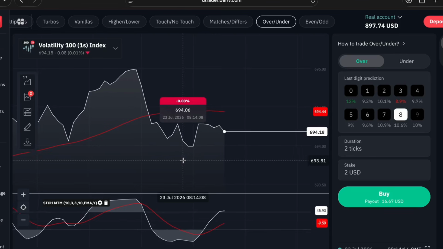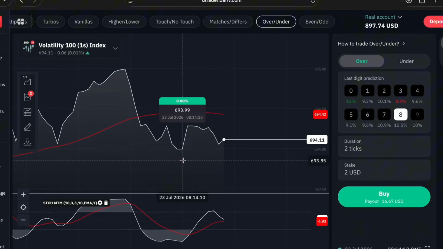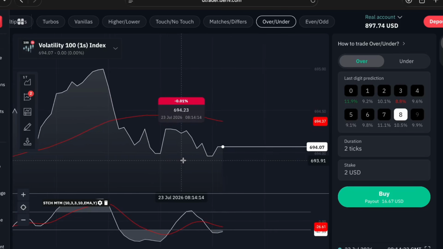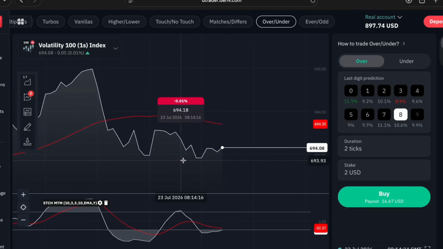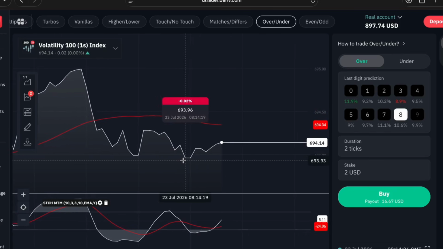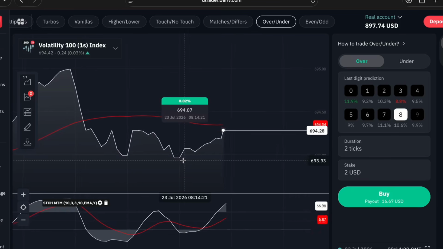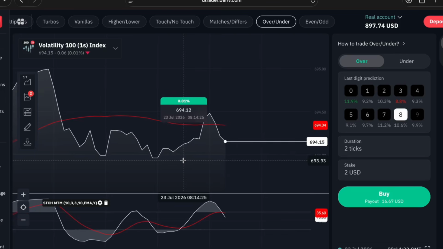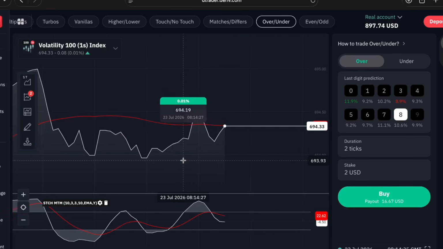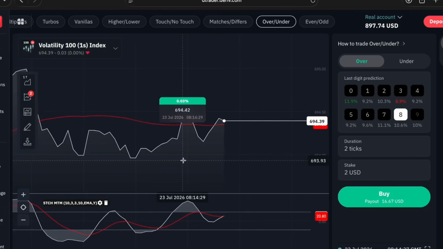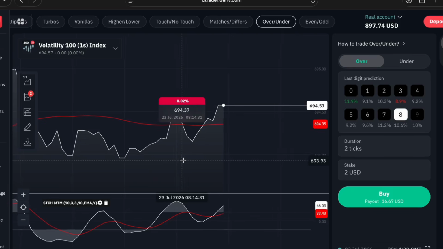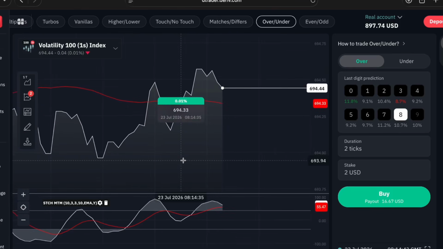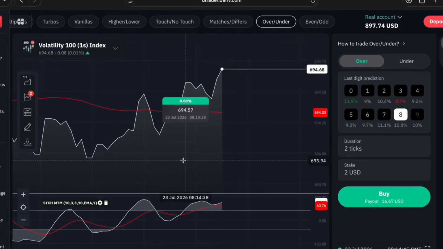Number 3, trading without a strategy. Some traders literally click randomly. One minute they are trading even odd, next minute they are trading over under, then rise and fall, then volatility indices, without any clear plan. If you don't have rules, your emotions become your strategy. And emotions are very, very expensive in trading. And this also goes to those individuals who use bots. I've seen some people showcasing bots that trade everything at once.